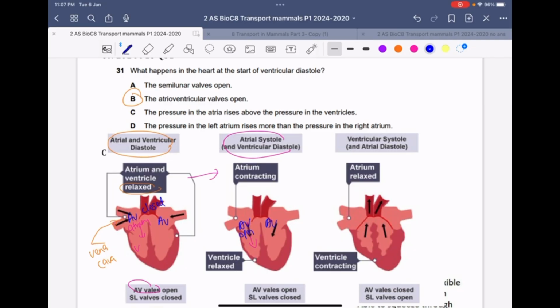Okay, and then the semilunar valve, right, they will just still close. But the difference is at the atrial systole stage, right, the atriums still contract. Okay, the atrium will contract because they want to push the blood from the atriums to the ventricles.